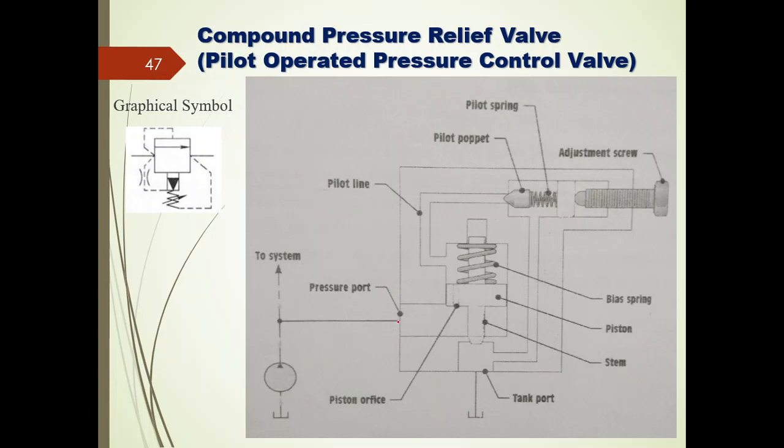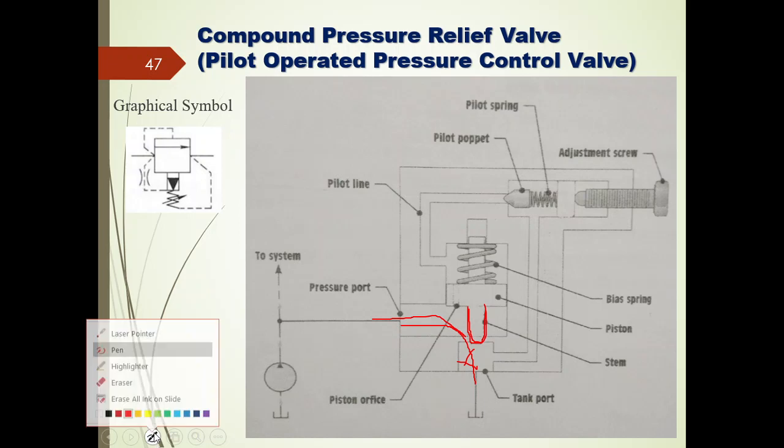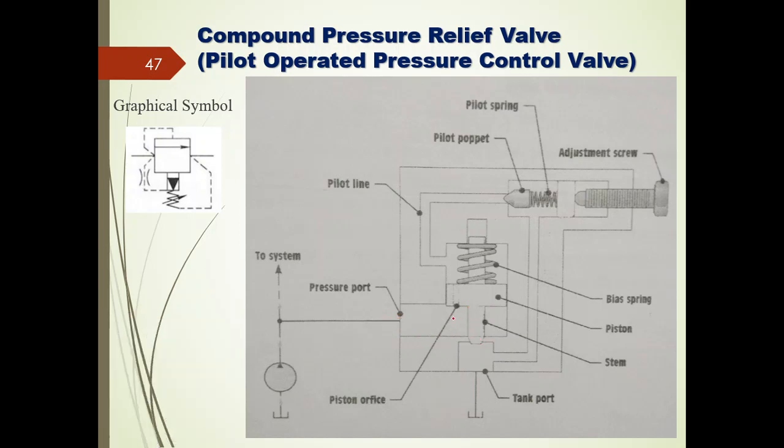Initially, the fluid coming from the pump will have an obstruction here, because the stem which is connected here is completely closing the path to move the hydraulic fluid from this port to this port, right? I will have the obstruction here because of this stem. So there will be an equilibrium, that is, the pressure acting from the bottom side will be the same as the pressure acting from the top side, right?